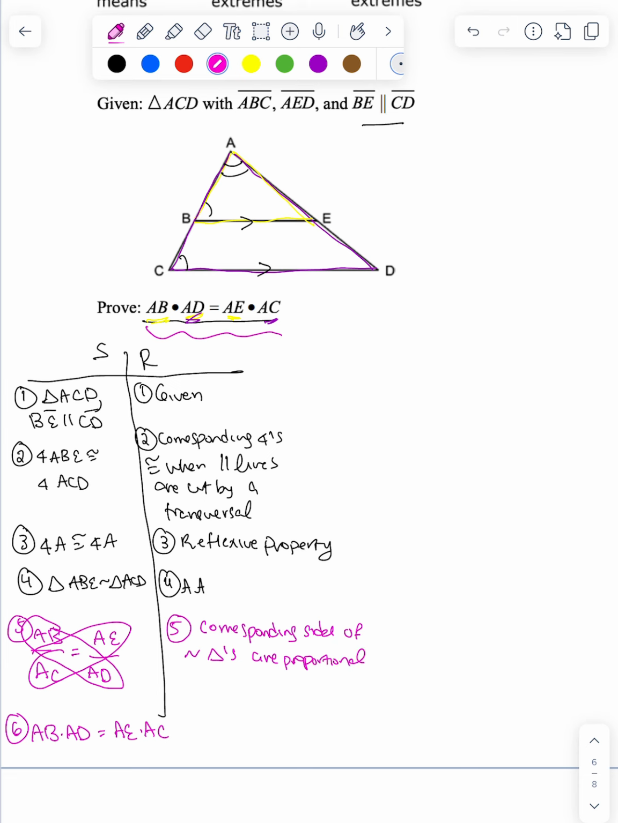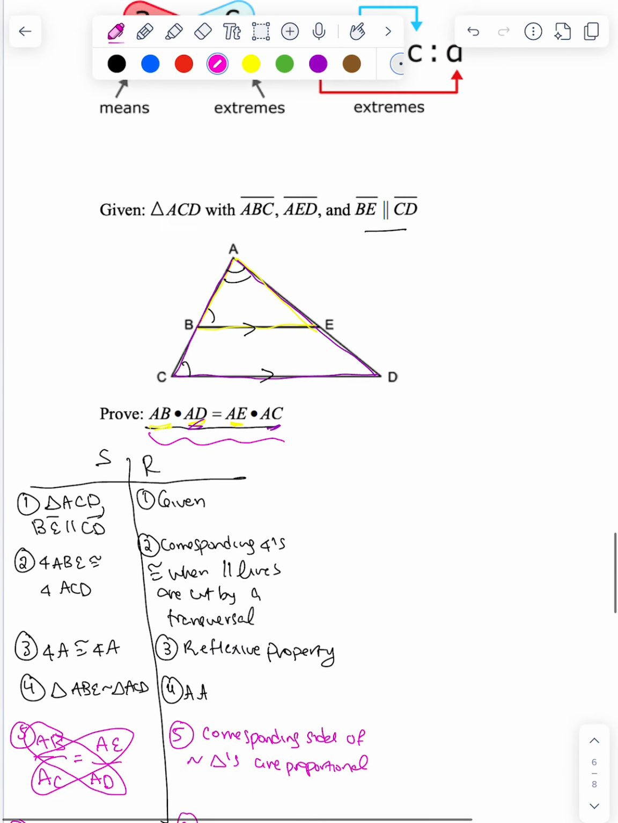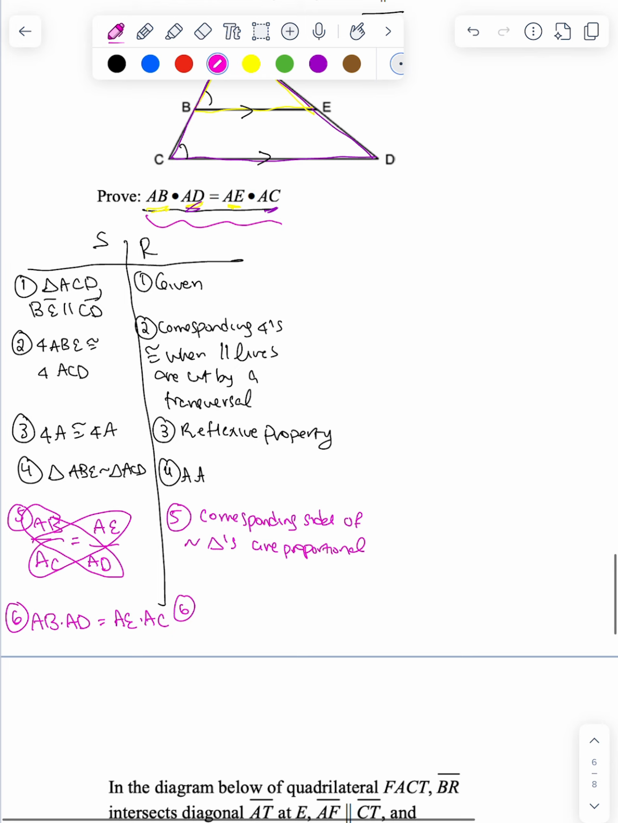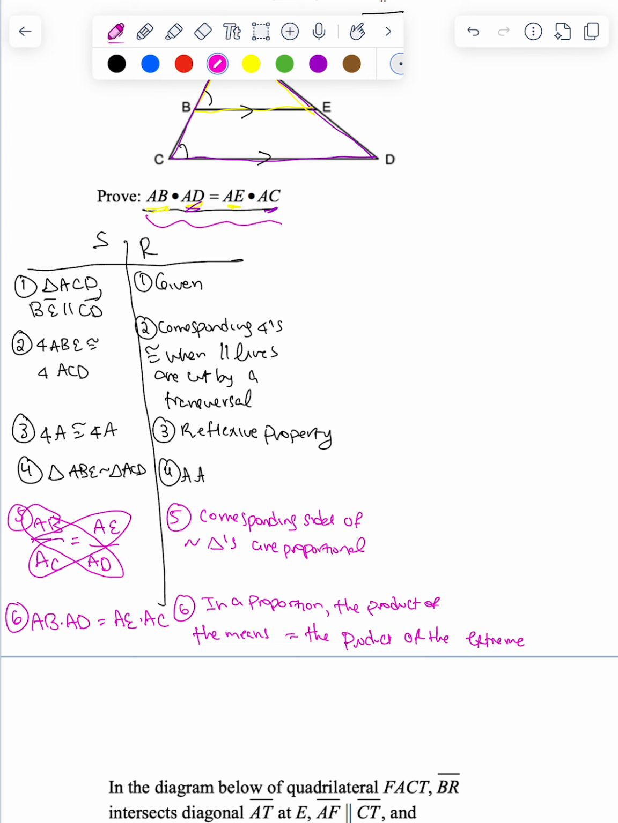And for our next step, we said that we can't just write cross multiplication, even though that's what we're doing. We have to use our fancy terminology, means and extremes. So the way we write it is in a proportion, the product of the means equals the product of the extremes. And it's the same reason anytime you're going from a proportion to a product.